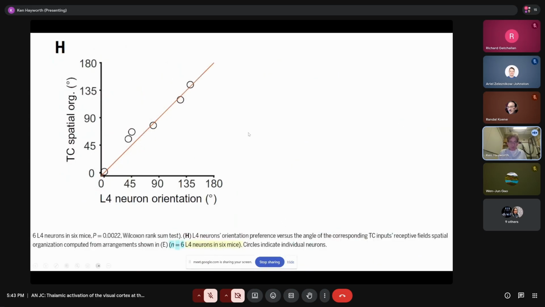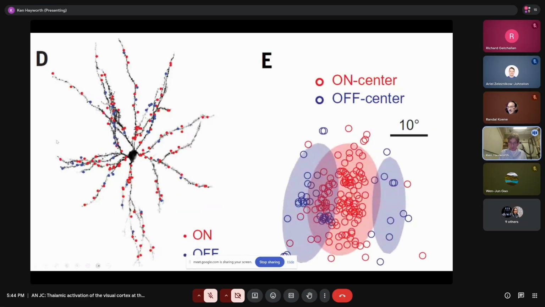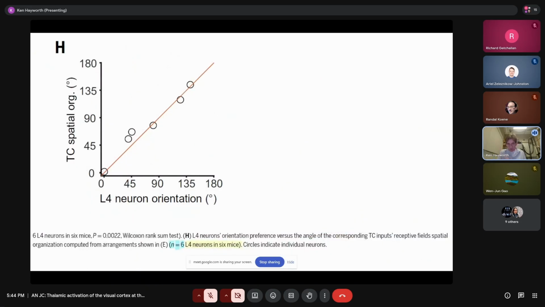And they did this for 6 total neurons. Each of these is like a crazy long experiment, multiple days. So they did this for 6 neurons in 6 different mice. And each time they looked at the measured layer 4 neuron's orientation selectivity versus the orientation selectivity that could be gathered based upon plotting this of all the inputs, and it's a dead correlation, which totally makes sense.